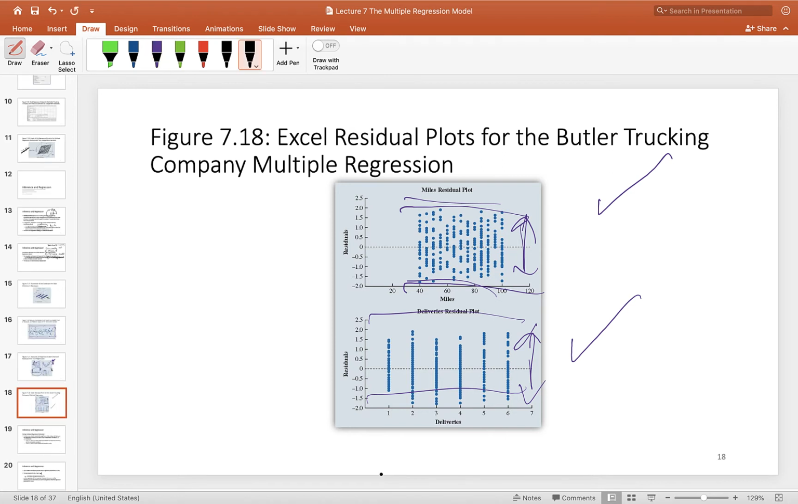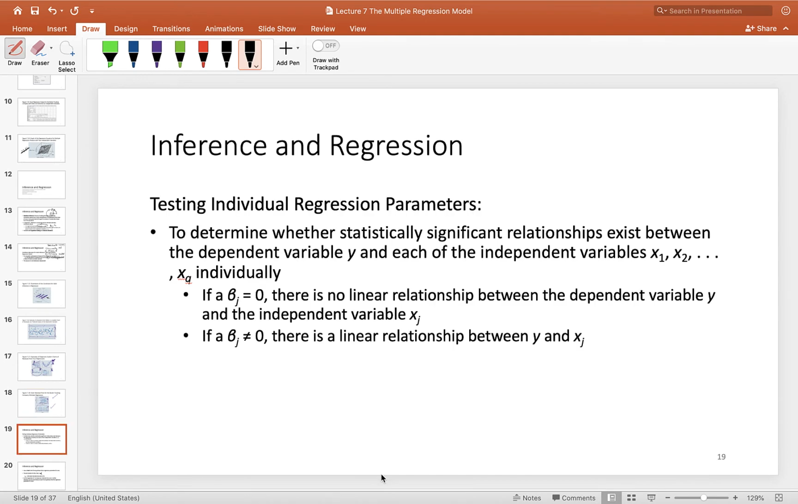The multiple regression models that we're looking at are in fact multiple linear regression models. Let's take a look at the next slide. And as such, they require us to ensure that each individual independent variable is linearly related to the dependent variable in its own right. So what does all that mean?